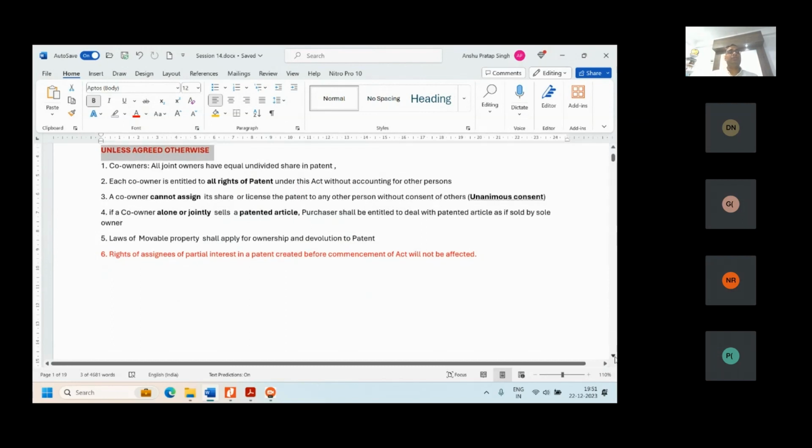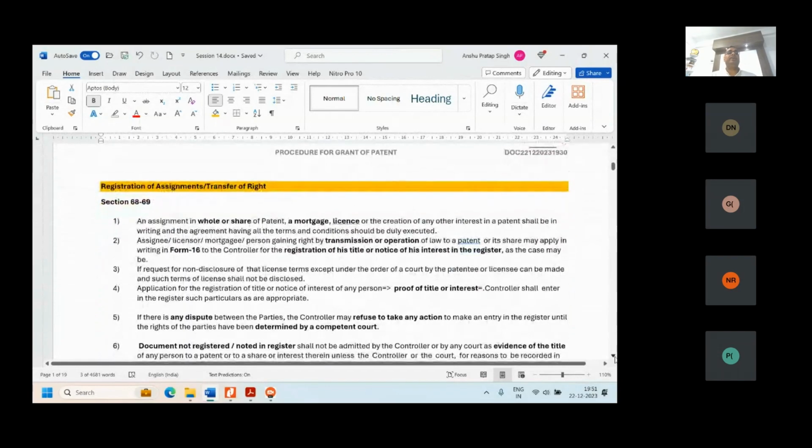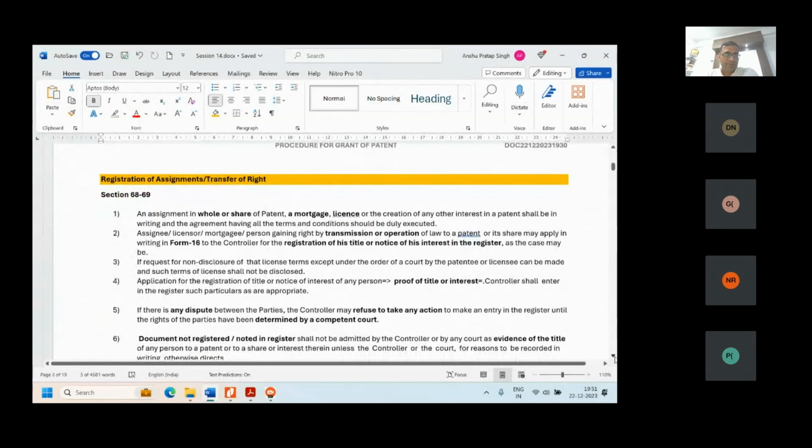So this is the entire co-owners concept. Now the second concept comes: assignment. If you got a patent, how can you assign and what should be done? Assignment and transfer. How many kinds of transfer do you have? See, you can sell. This is one transfer. Another is you give your patent as a security and get money. That is called mortgage. You can mortgage it.